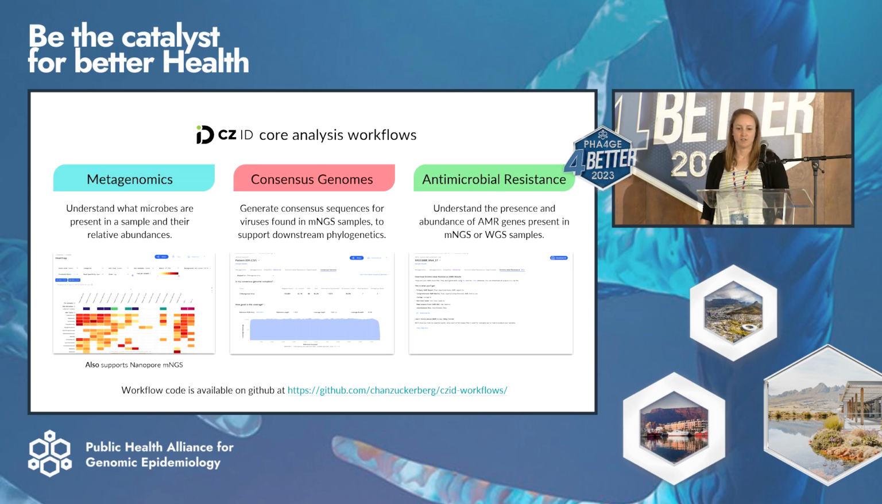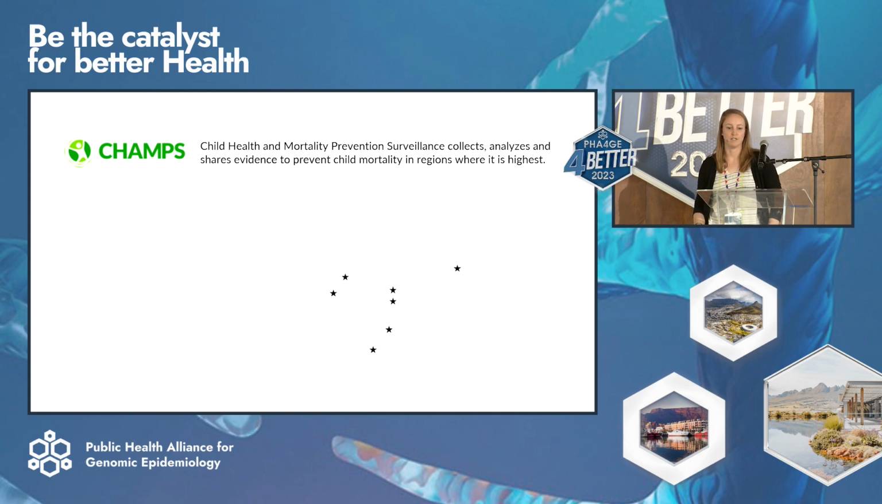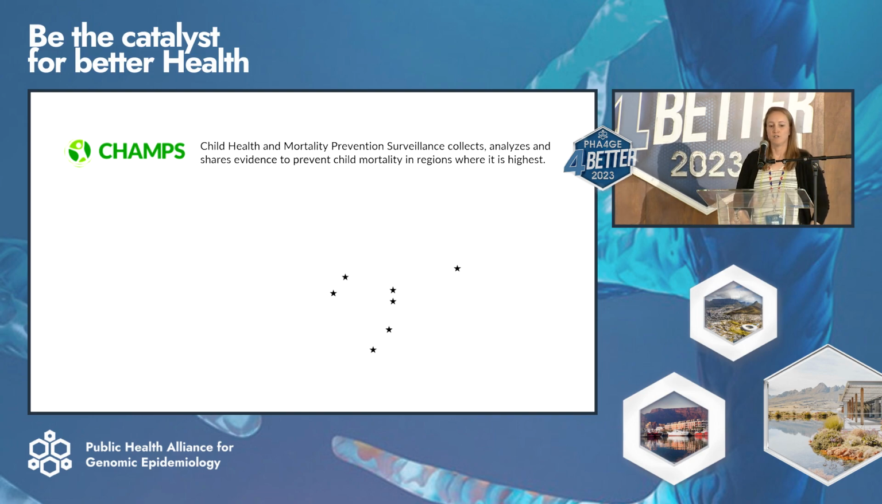I'm happy to chat afterwards if that's of interest, but I really wanted to highlight this pilot study that was done with the CHAMPS network. And so CHAMPS stands for Child Health and Mortality Prevention Surveillance. And the goal of this organization is to collect, analyze, and share evidence to really prevent child mortality in regions where it's highest.